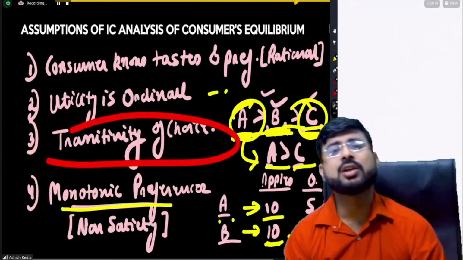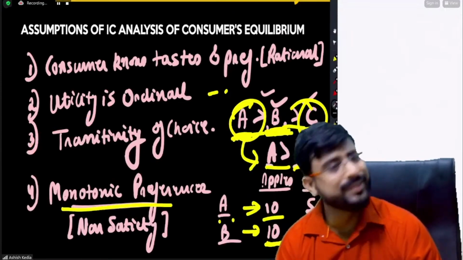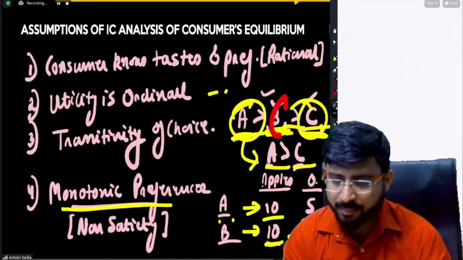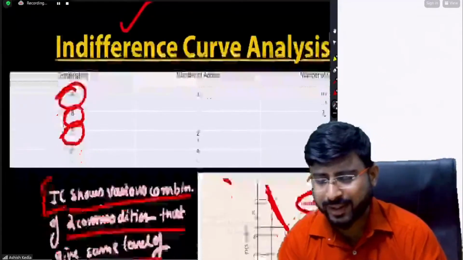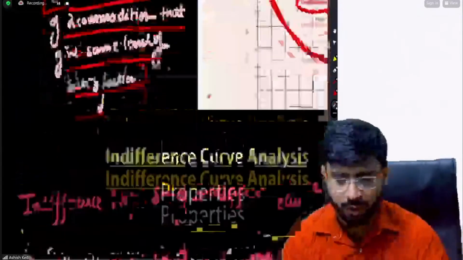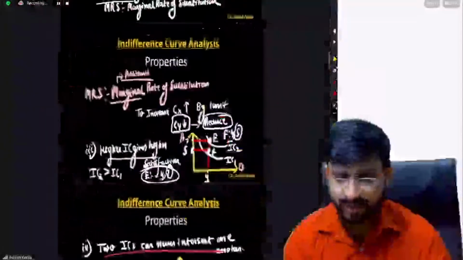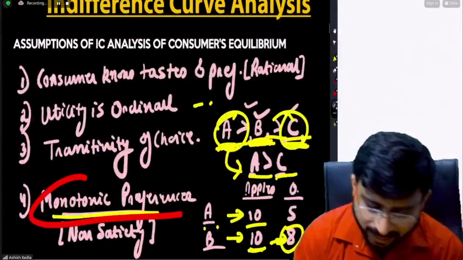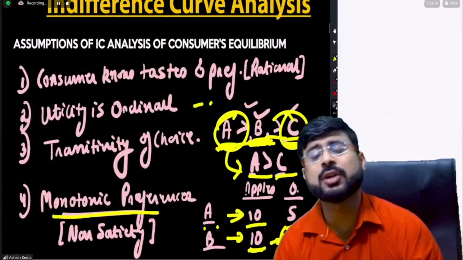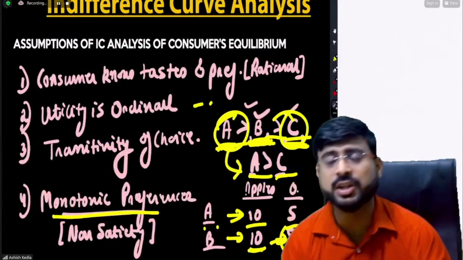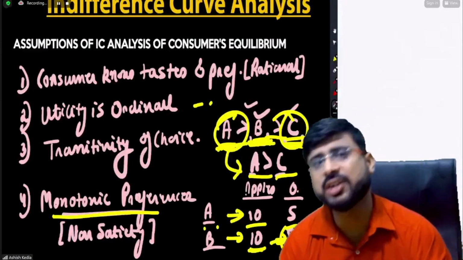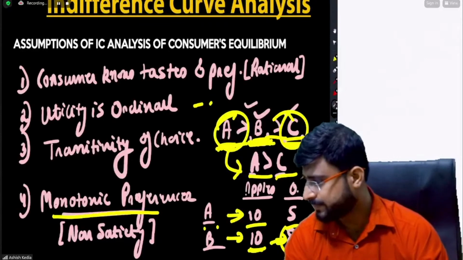Next is transitivity of choice. Transitivity of choice means if combination A is preferred over B and B is preferred over C, it automatically translates to A being preferred over C. And monotonic means given the options, the consumer will always go for that quantity combination which will contain more of some commodity. That is, the quantity जहां पे ज्यादा होगा.